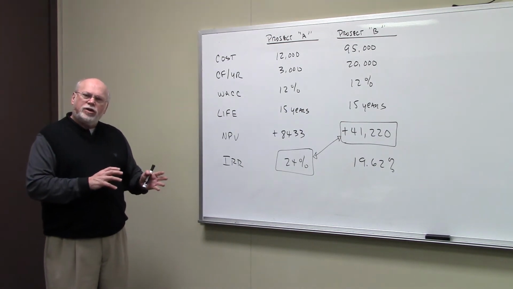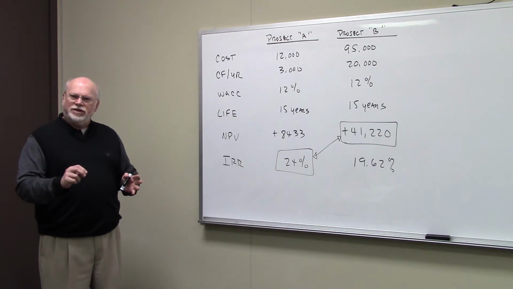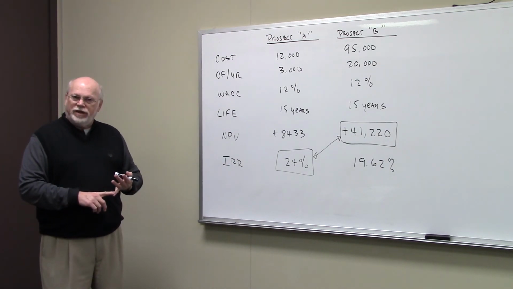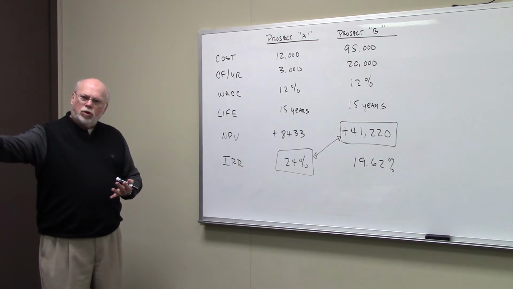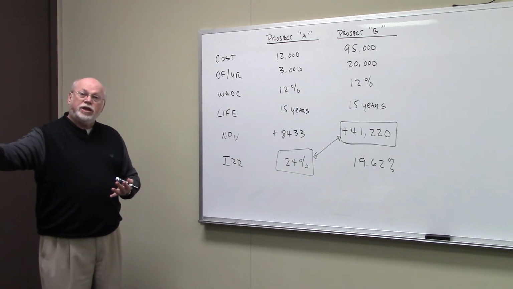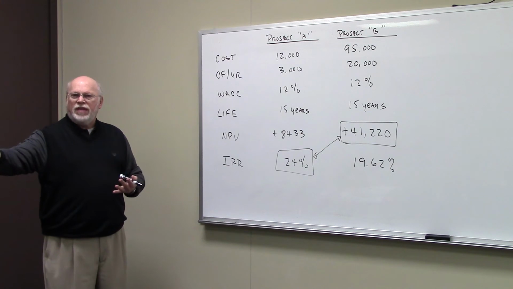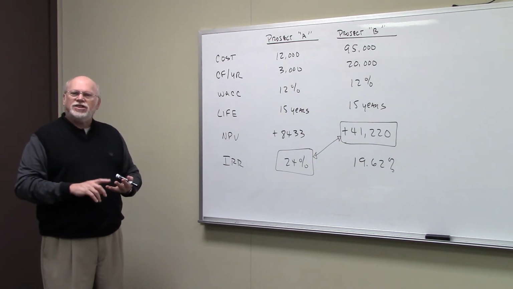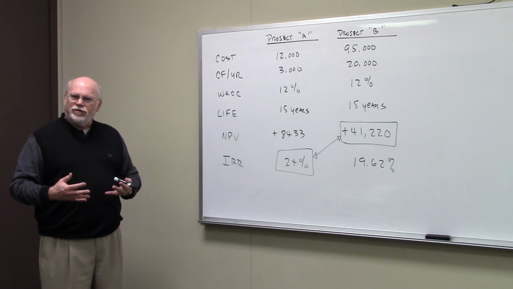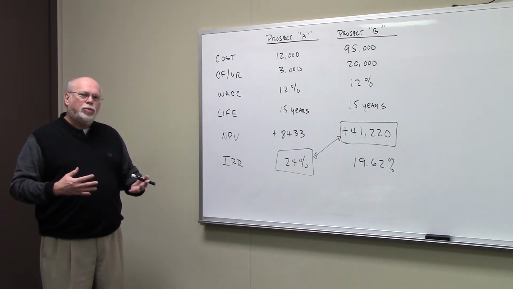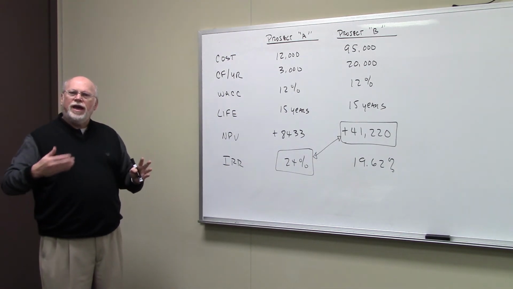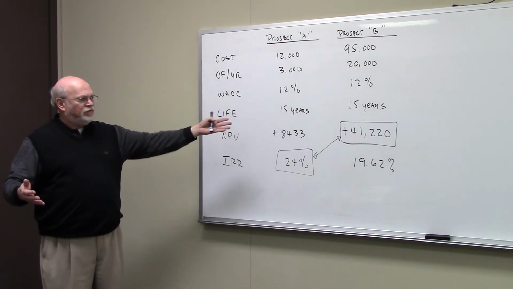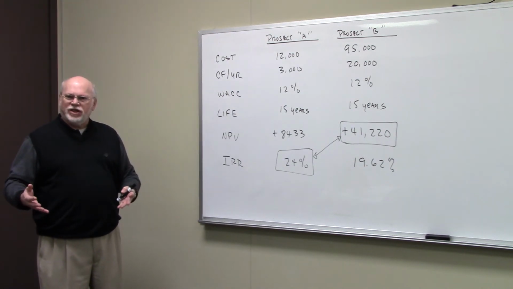Now, I told you that there are two things that can lead to conflicting signals. One's called a timing effect. A timing effect has to do with the timing of the receipt of the inflows. Sometimes you don't get anything for a long time, and then you get a bunch of cash flow out in the future. That could lead to a timing effect. A scale effect has to do with the size of the initial investment. As you look at these two projects, there's not a timing problem because they're both paying you every year for 15 years. So the timing effect is not a problem.